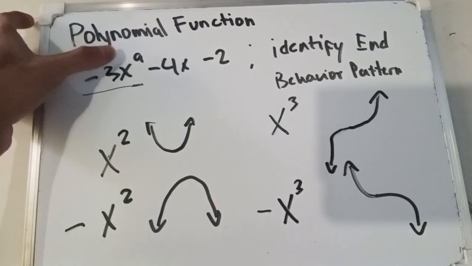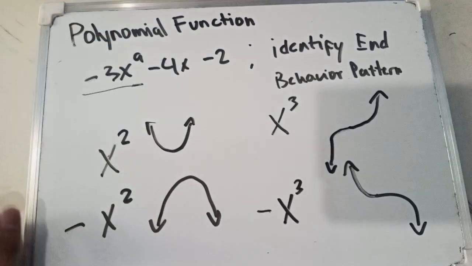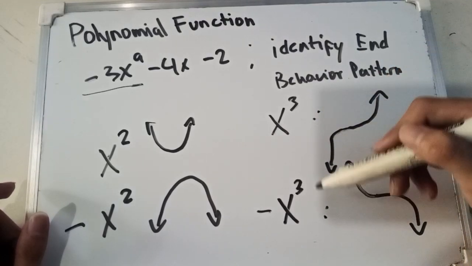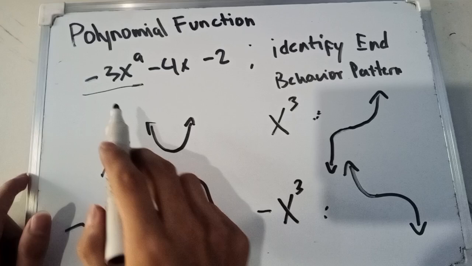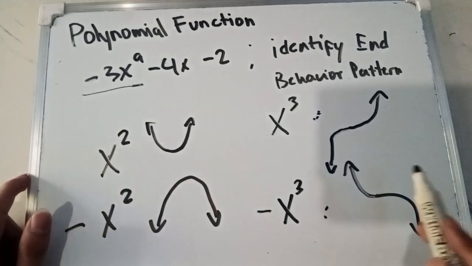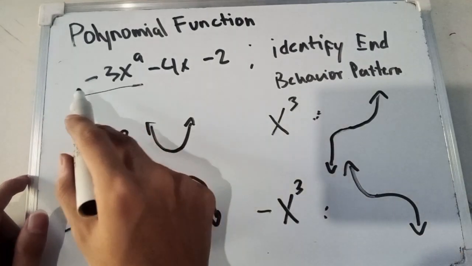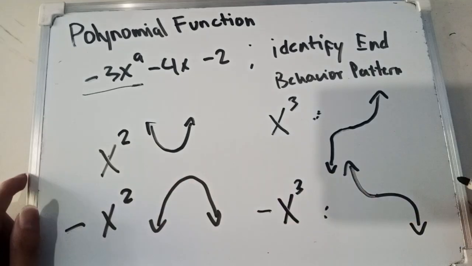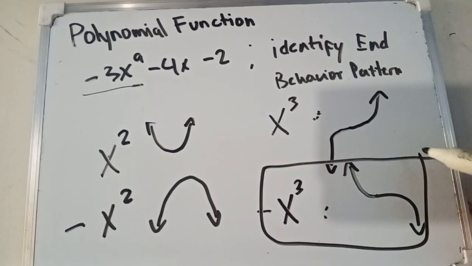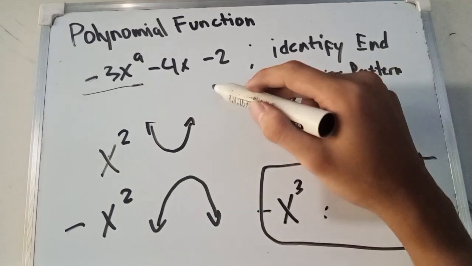So first, we identify the exponent. That is 9 and that is odd. So we have these two. Now we have a negative leading coefficient here. Therefore, the end behavior pattern of this function is rising to left and down to right. So this is the end behavior pattern of this polynomial.